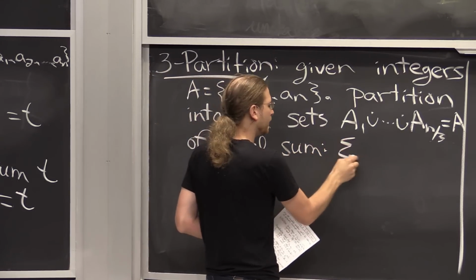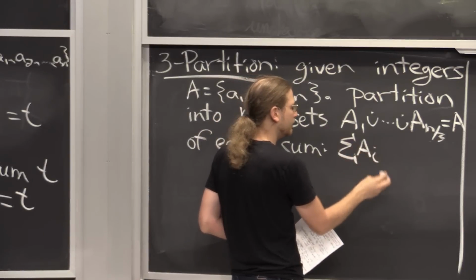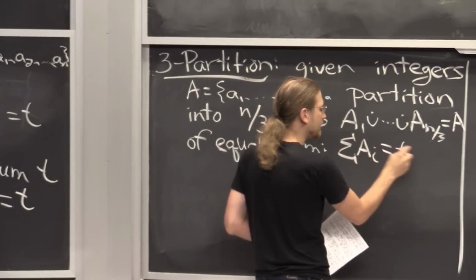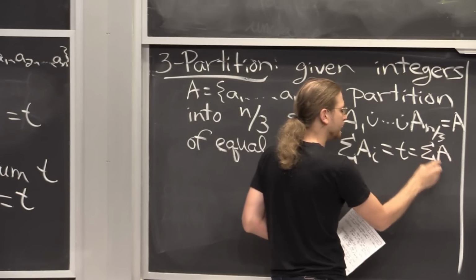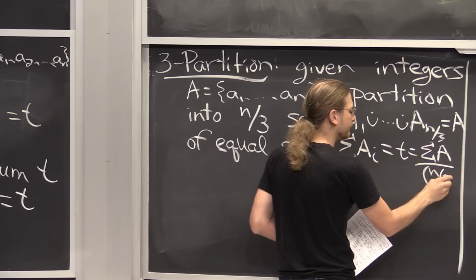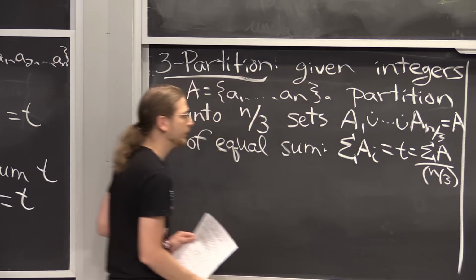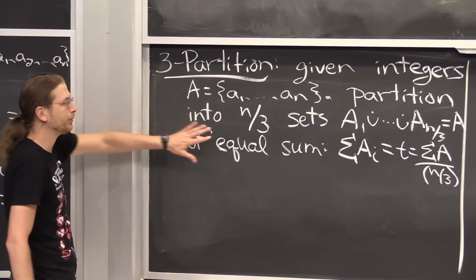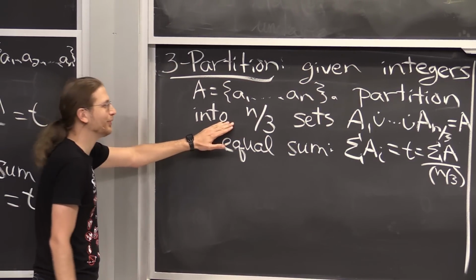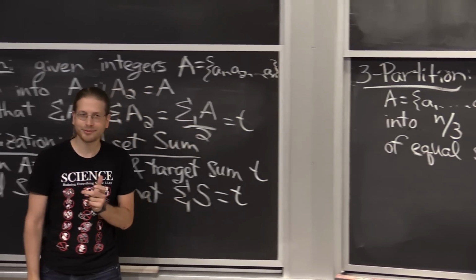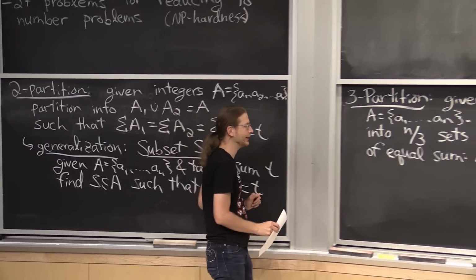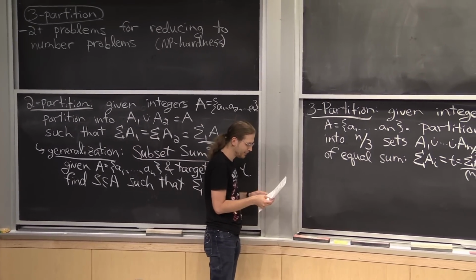So we want the sum of each A_i to be equal to t, which is the same thing as the sum of the a's divided by n over 3. Okay, if this problem were about partitioning into 3 sets, it would not be very interesting. It would be basically identical to 2-partition. With n over 3 sets, things are quite a bit different, and we will get to that difference in a moment.